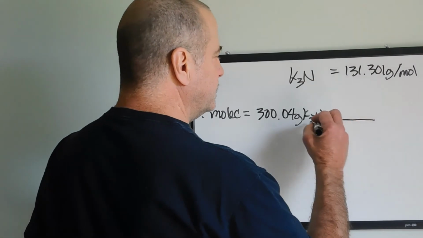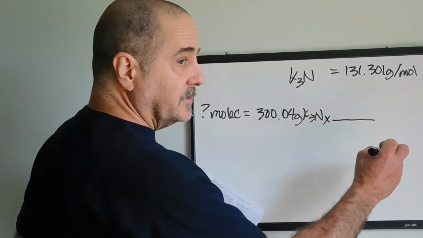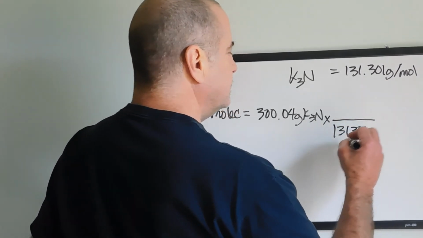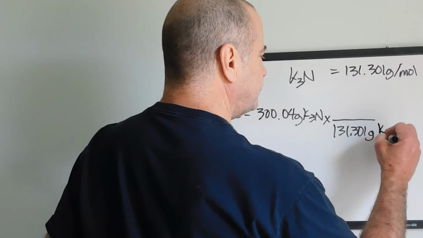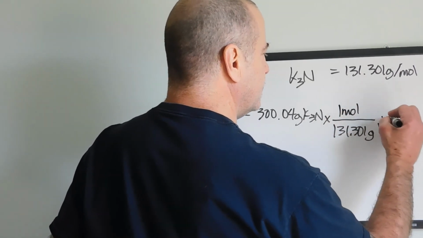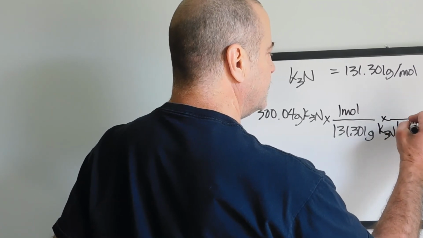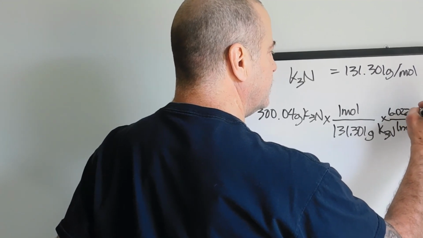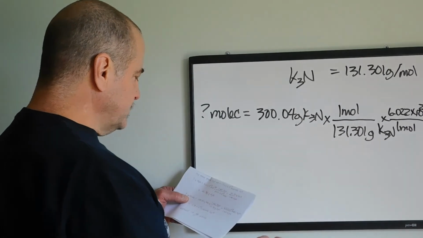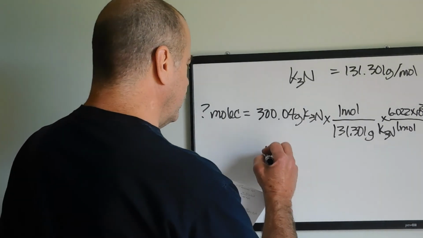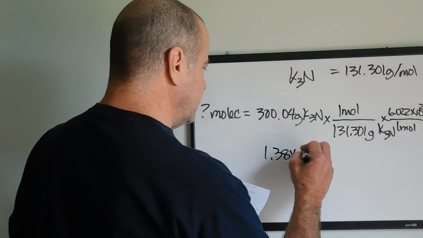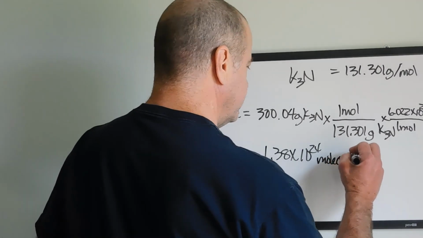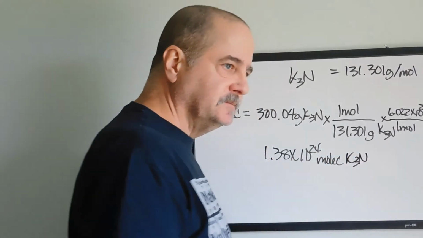Okay, well you know if you've got grams here, you've got to have grams down here so they'll cancel. So you get 131.301 grams of K3N in 1 mole. And then you know in 1 mole, 6.022 times 10 to the 23rd molecules. Run the numbers on that, and you get 1.38 times 10 to the 24th molecules of K3N. That's it.